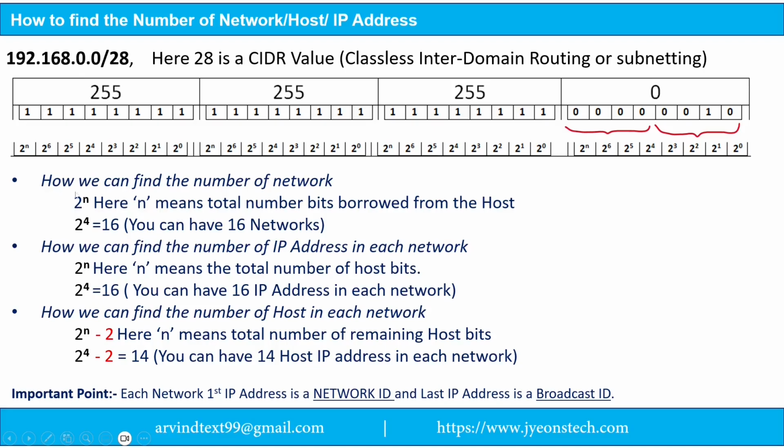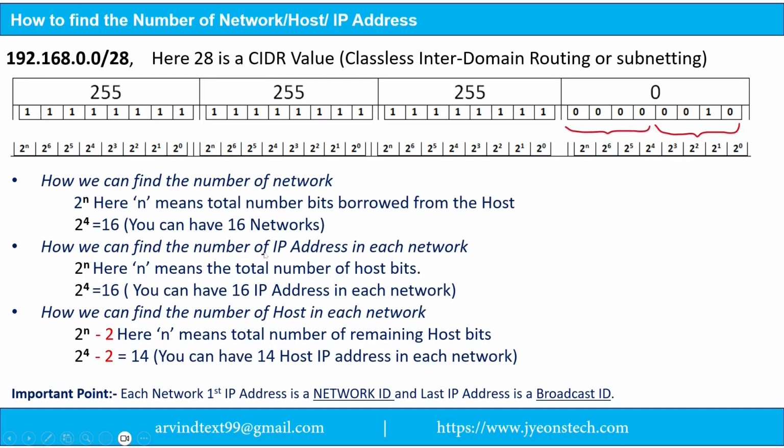So how can we find the number of networks? The number of networks is 2 to the power n, where n means the total number of bits borrowed from the host. So the total number of bits borrowed from the host is 4. So 2 to the power 4 is equal to 16. You can have 16 networks in this network.